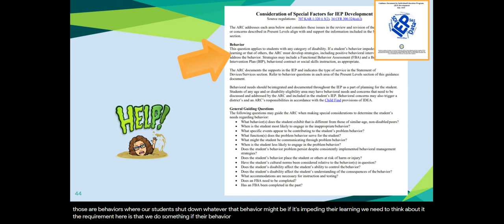It does not have to be an FBA. You'll notice the sentence says strategies may include a functional behavioral assessment, a behavior intervention plan, behavior contract, or social skills as appropriate. So you do have to use some positive behavior interventions, but it doesn't necessarily have to be an FBA.